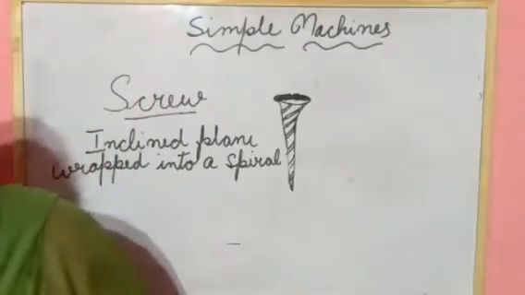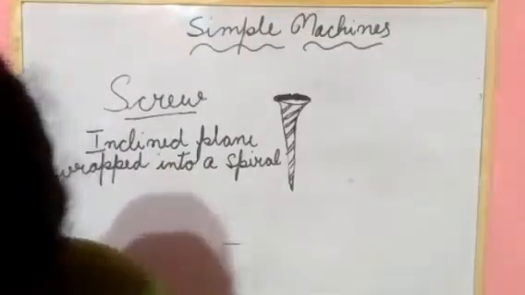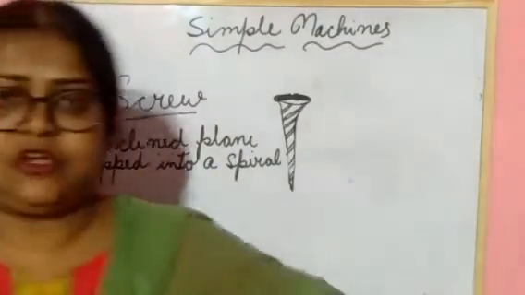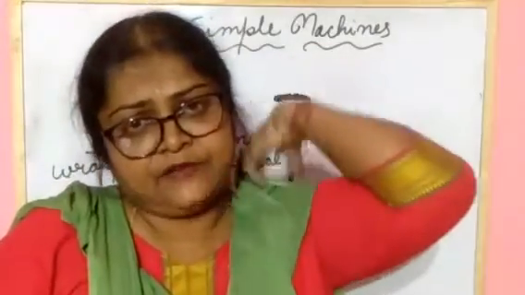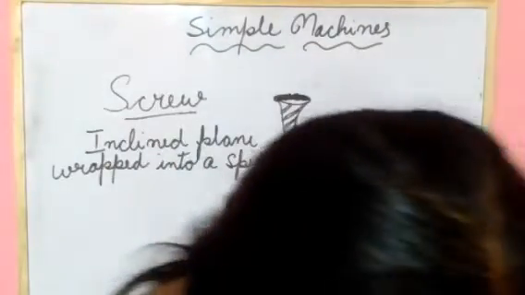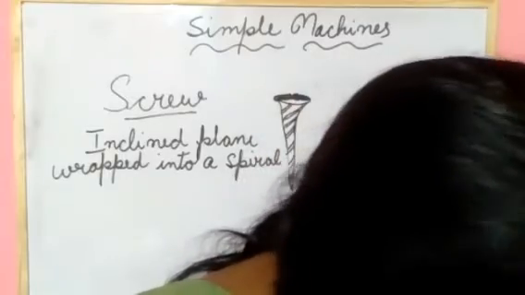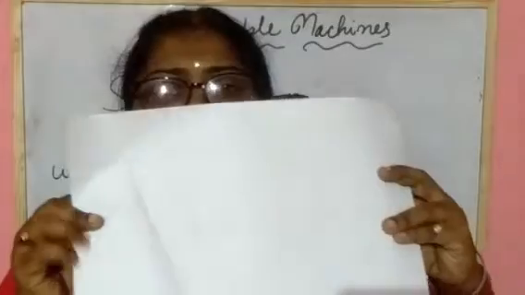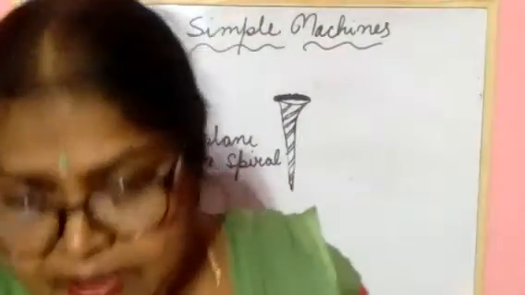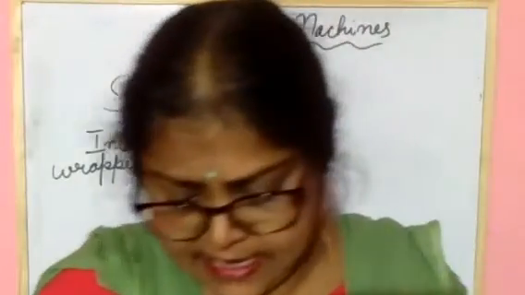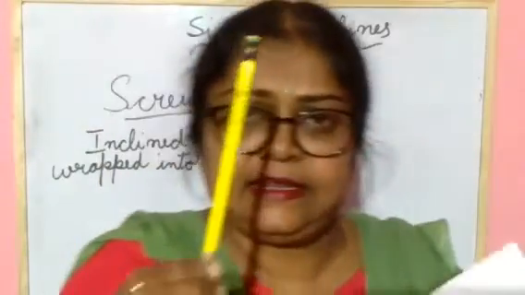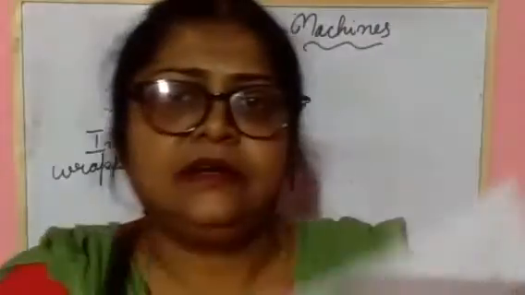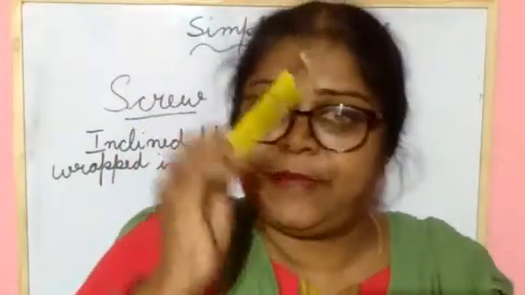Now today we will do one activity. So please get ready with one pencil, a scale and one white paper. Take one white paper. Yes, taken. One scale and one pencil. Okay, be ready. Take one white paper, one scale and one pencil.